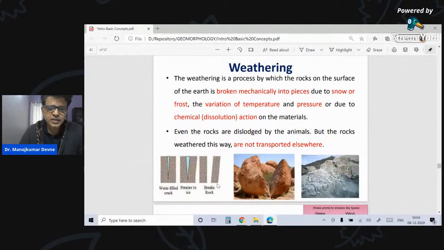Okay. Now, what is weathering out of this? We're going to do this as a chapter, remember. But the most important characteristic of weathering is disintegration or decomposition in situ. Okay, in situ. What would in situ mean?